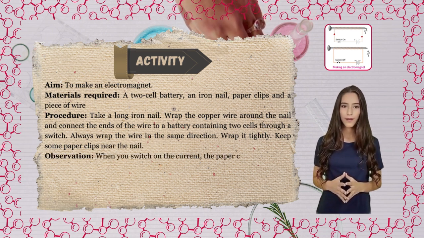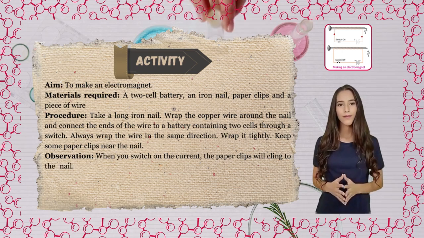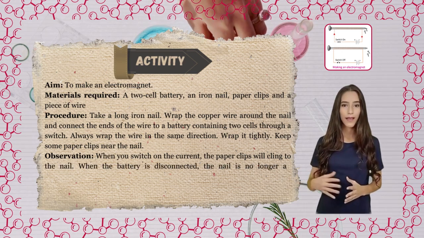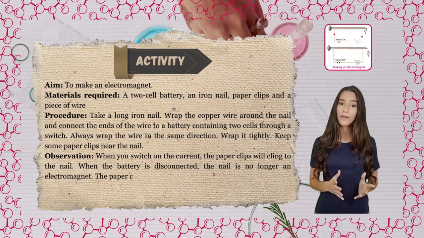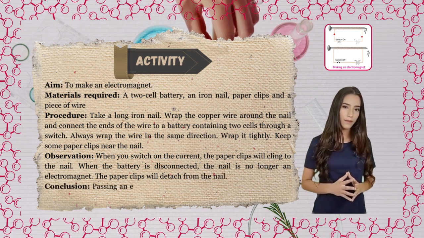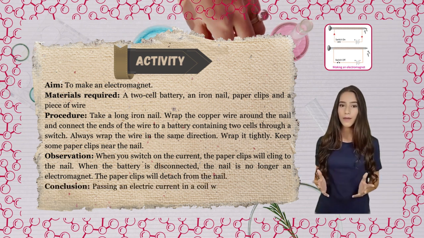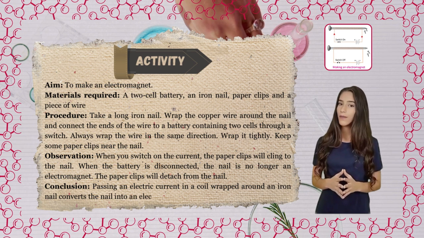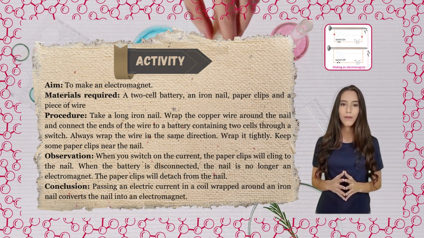Observation: when you switch on the current, the paper clips will cling to the nail. When the battery is disconnected, the nail is no longer an electromagnet. The paper clips will detach from the nail. Conclusion: passing an electric current in a coil wrapped around an iron nail converts the nail into an electromagnet.